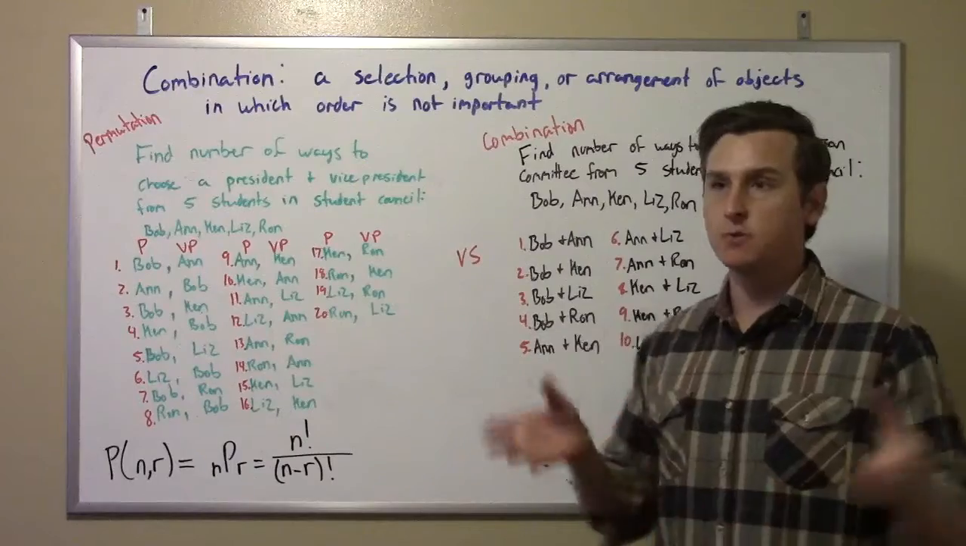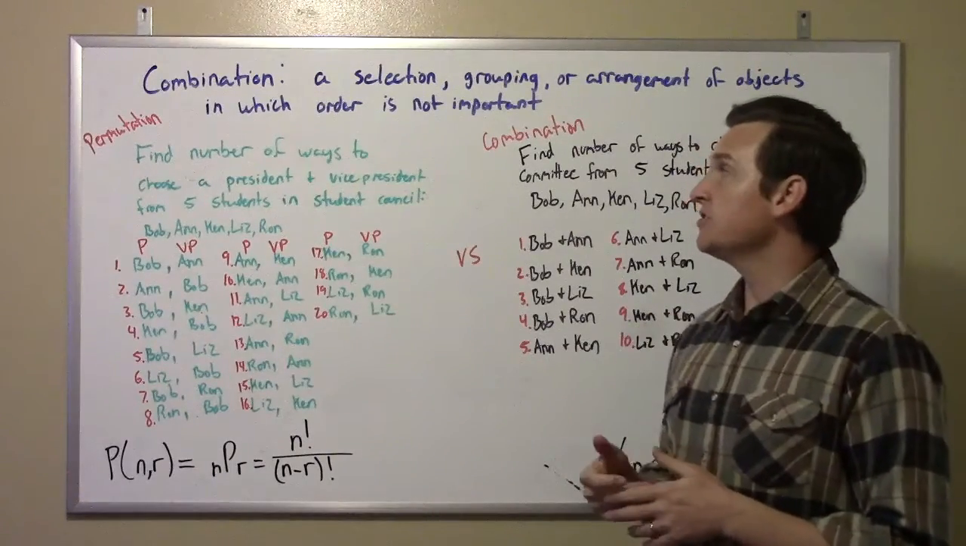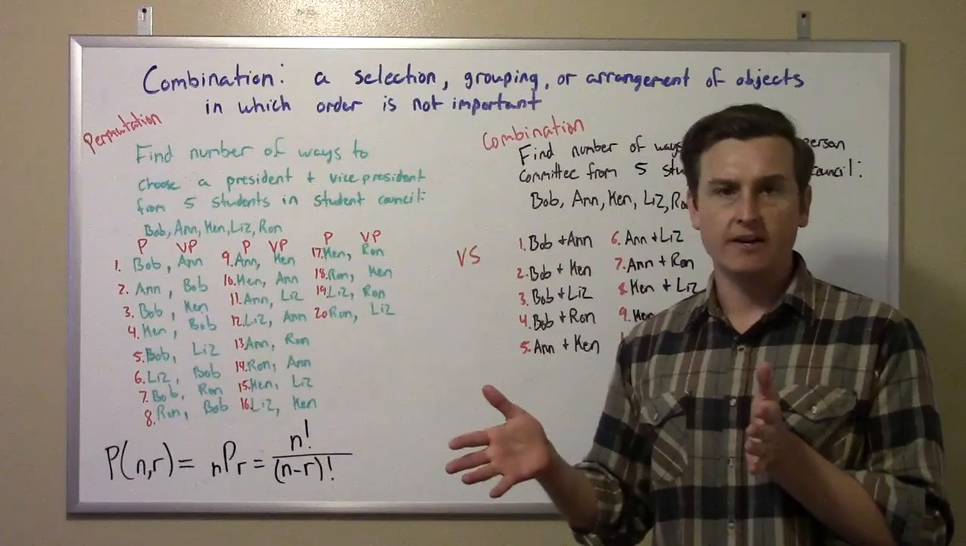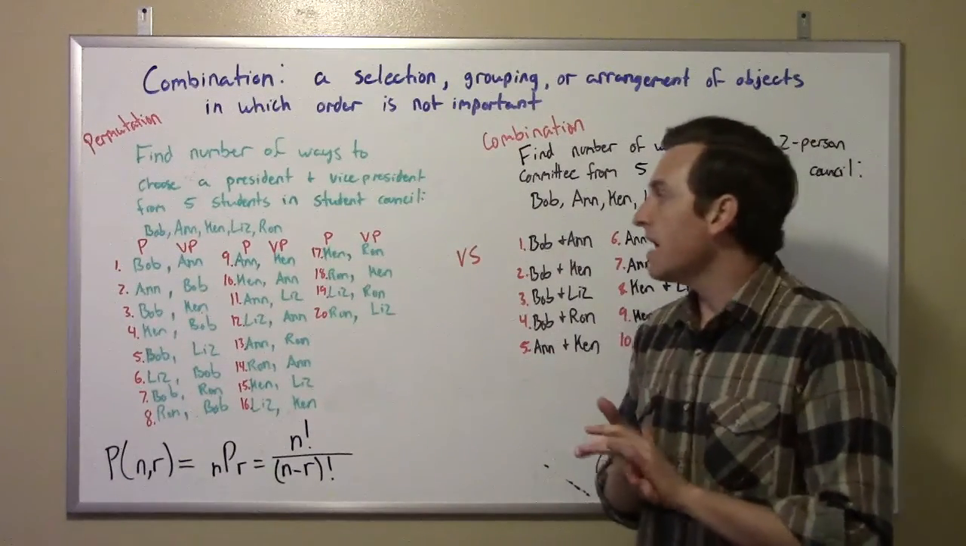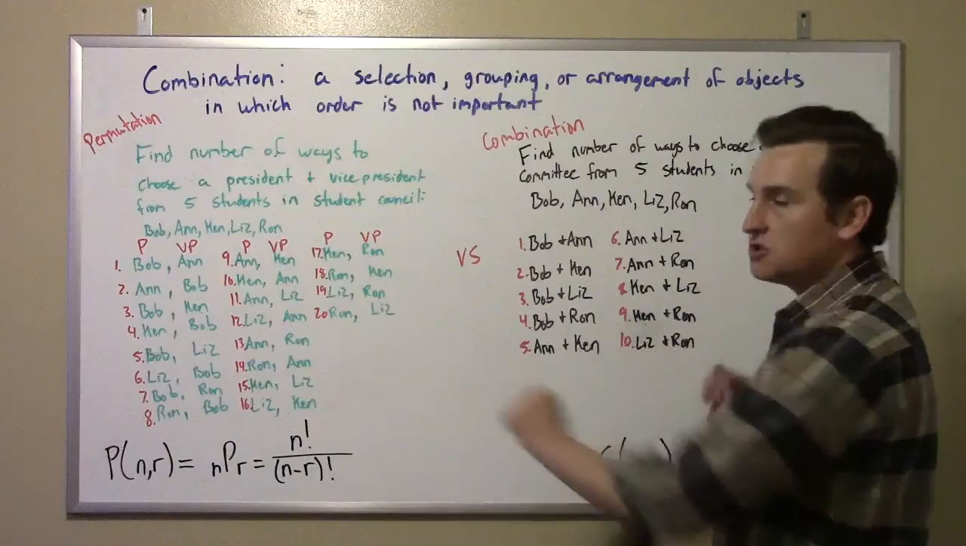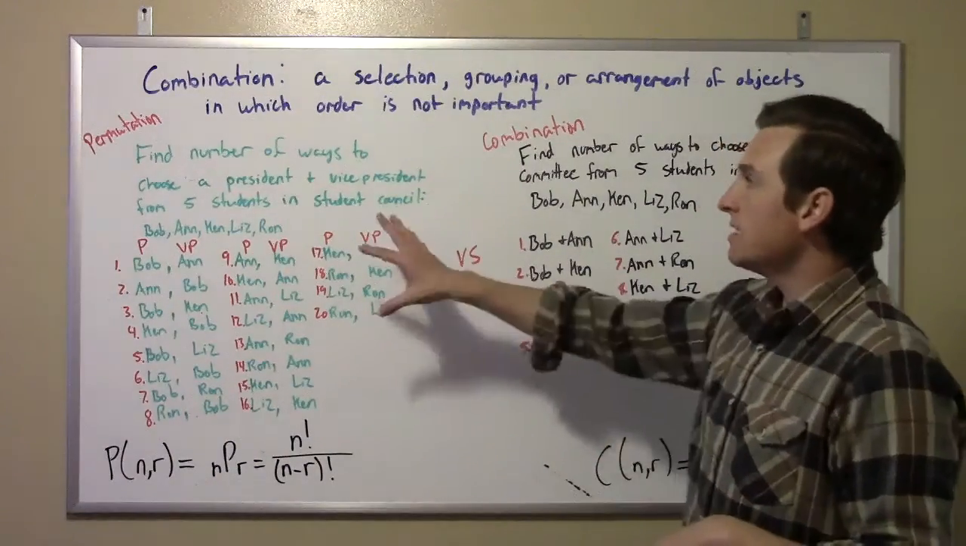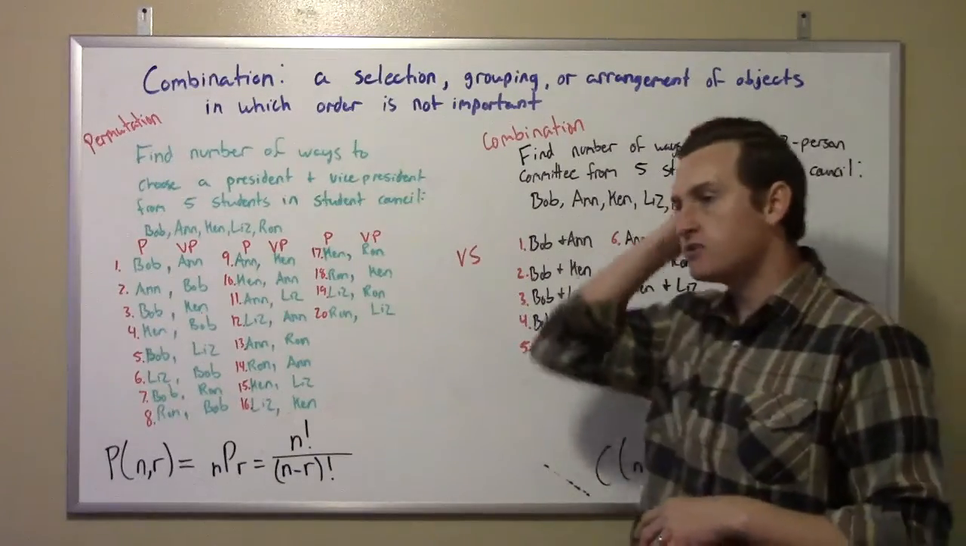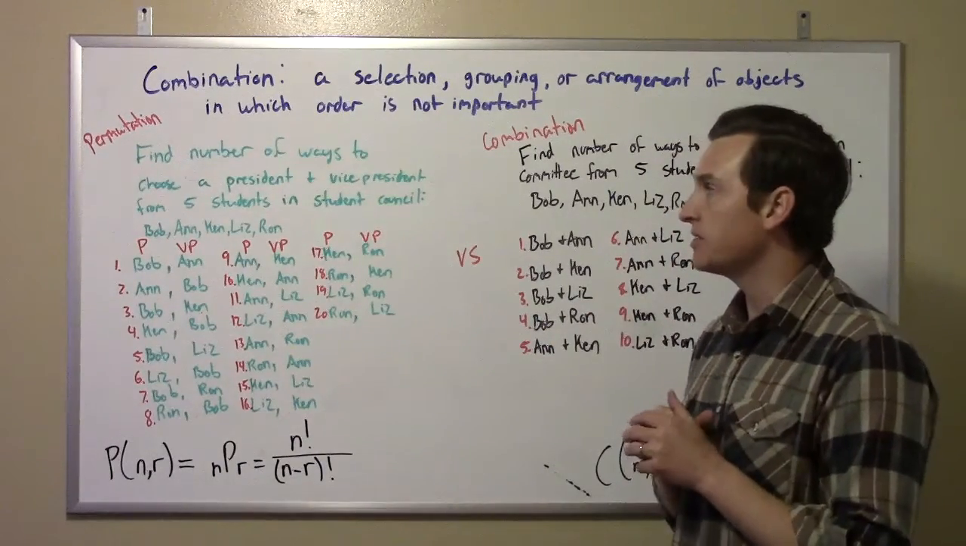Now permutation is what we did in 10.2, and permutation is similar. It's an arrangement of objects, but the order is very important. So what I have here is two situations that are really similar. One is going to be a permutation, one is going to be a combination, and we're going to compare and contrast combination versus permutation.